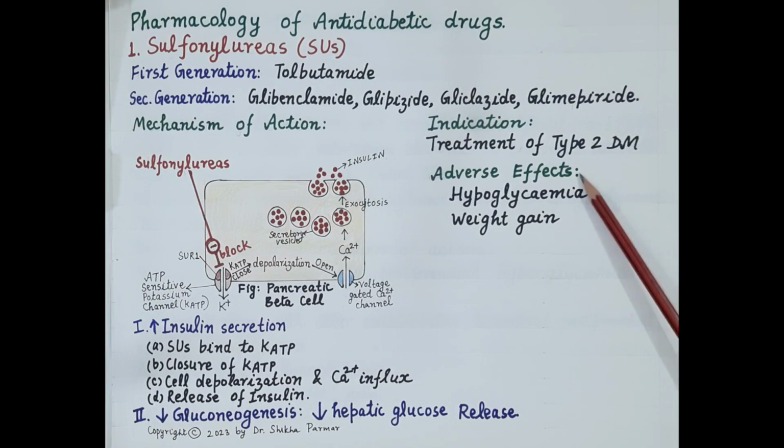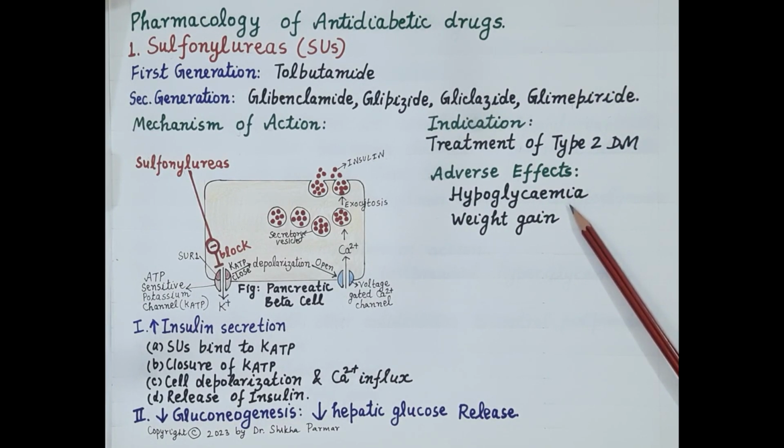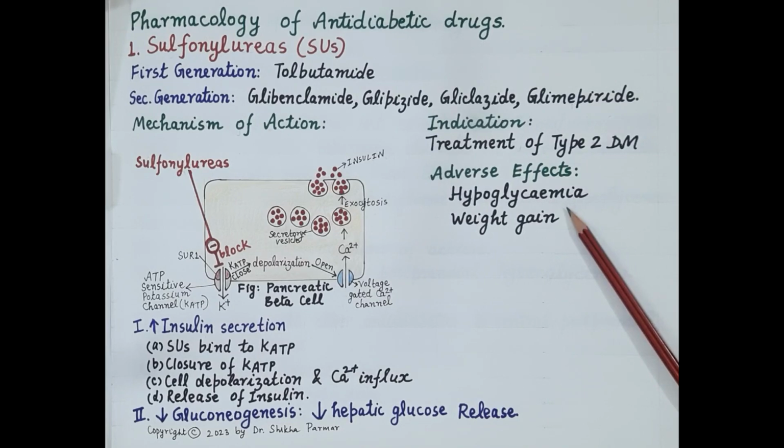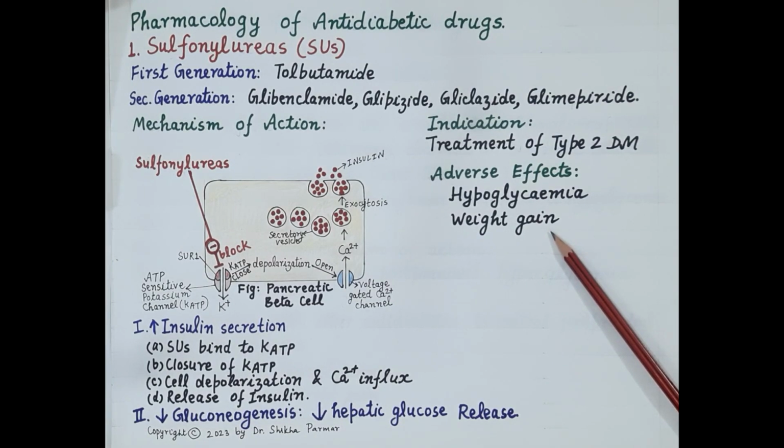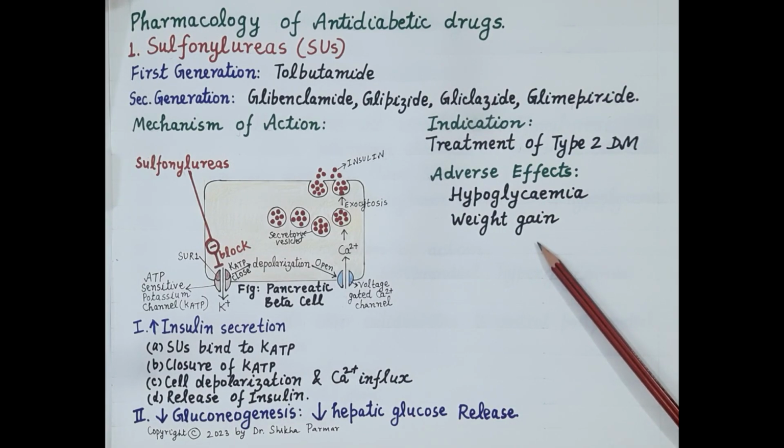Now, adverse effects. Now, sulfonylureas increase insulin secretion regardless of blood glucose levels. That is, they increase insulin secretion even if glucose is less in the blood. So, sulfonylureas can cause glucose levels to fall below normal, producing hypoglycemia, which can be severe. Now, increase in the insulin secretion can also cause weight gain. Now, in addition to this, sulfonylureas interact with a number of other drugs. So, this is in brief on pharmacology of sulfonylureas.